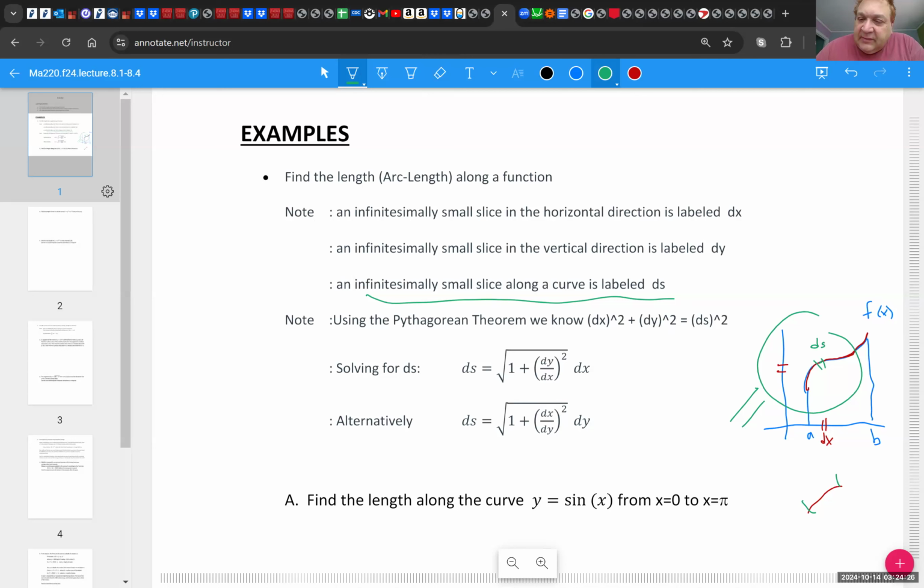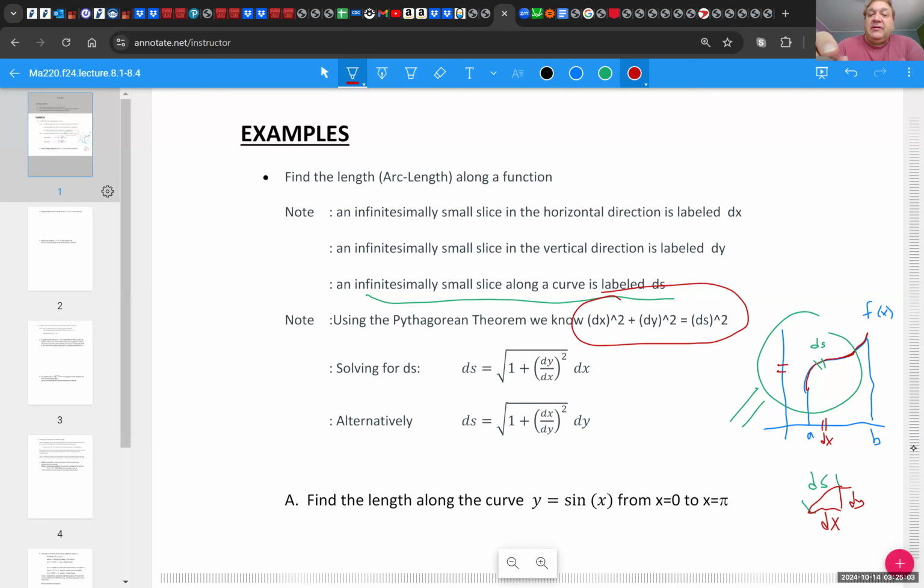So we call this ds. And if we were going along in the x direction along here, that would be called dx. And the y direction along here would be called dy. And believe it or not, this makes a little triangle. I'll just push those up a little bit closer to the function. So there's a dx and a dy and a ds. And all we have to use is the Pythagorean theorem. We have dx squared plus dy squared equals ds squared.